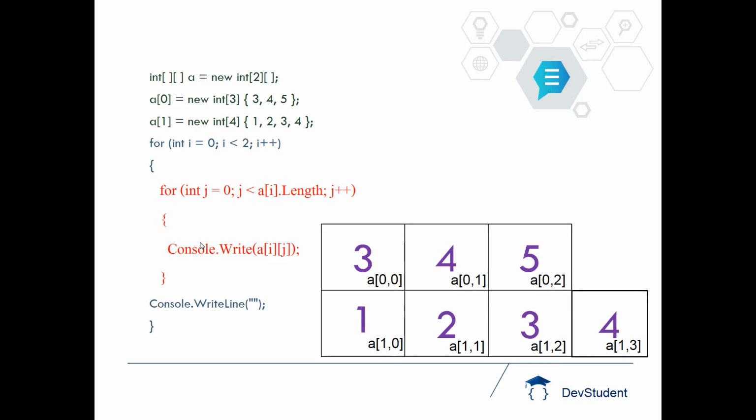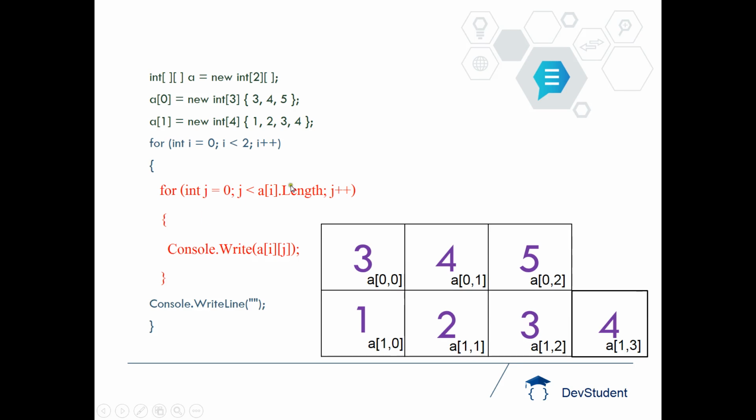Here it is different when compared to a multi-dimensional array. Every time we go into a row, we have to know the number of columns in that particular row. So at that time I have used for int j equal to 0, j less than a of i dot length. For the first row it is a of 0 dot length, which gives the first row length, which is 3.